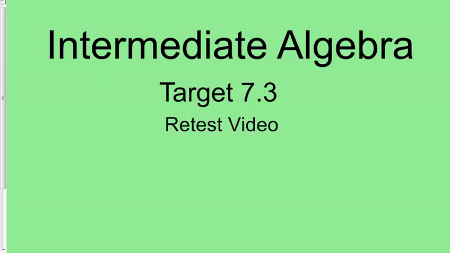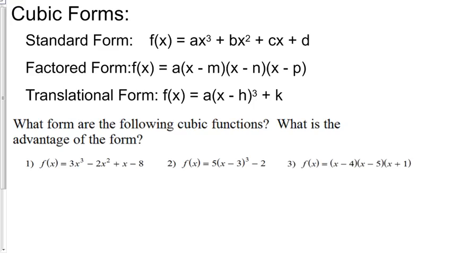I'm going to give you a little bit of notes to begin with. There are three cubic forms that we studied during this unit. There's a standard form. The standard form looks like this: ax cubed, bx squared, cx, and d. And the advantage of standard form is that you can find the y-intercept. It ends up being that it's just that last number right there. So (0, d).